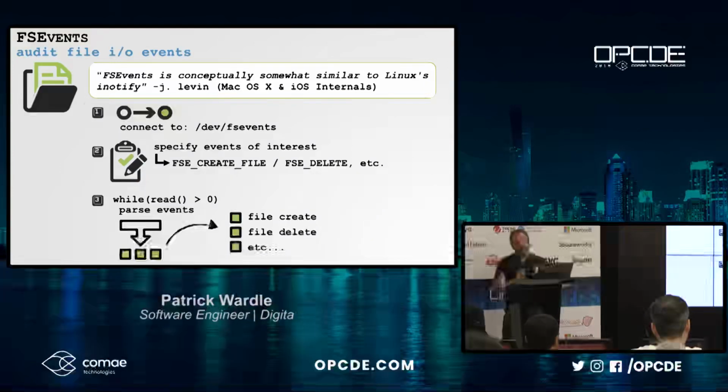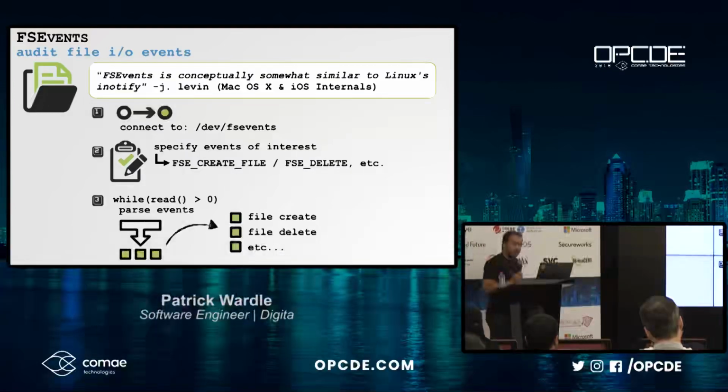The first thing you do is connect to /dev/fsevents. This is a special device file on macOS. You then clone this file descriptor and specify what events are of interest to you, for example, file creations, file deletions, etc. Then, in a while loop, you just read off this file handle, and the kernel will deliver file I/O events to you.